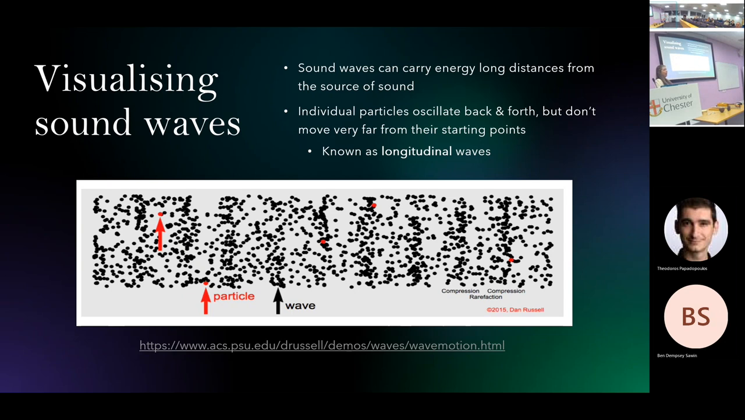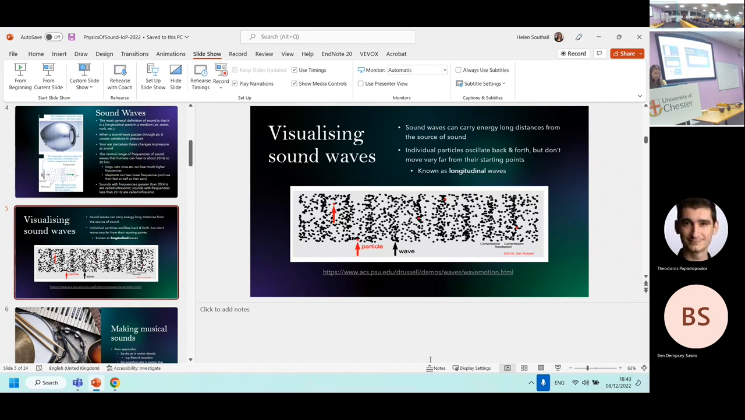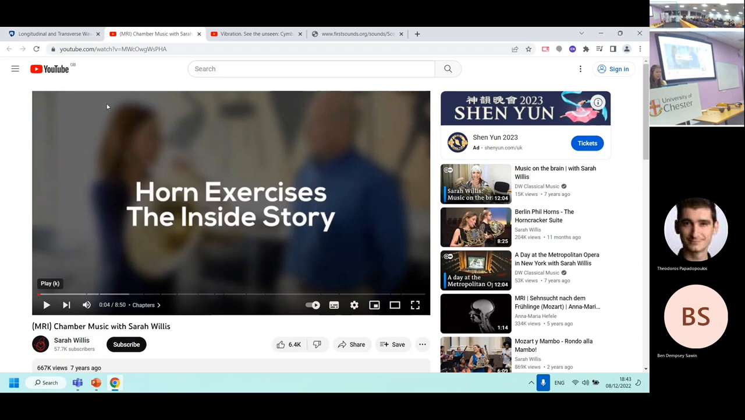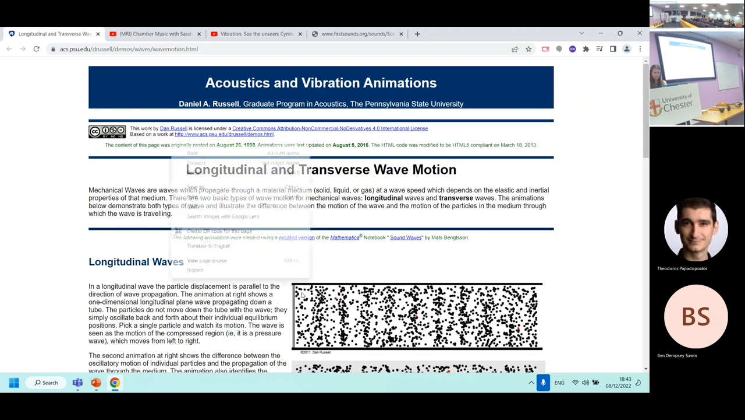Let's try and visualize some sound waves. This is quite important because why sound is important to us is that it transmits energy. It allows us to know with our ears that something is happening over there, because the energy has been transmitted through the air, the gap in between. I'm just going to flip into the browser here and find this animation.